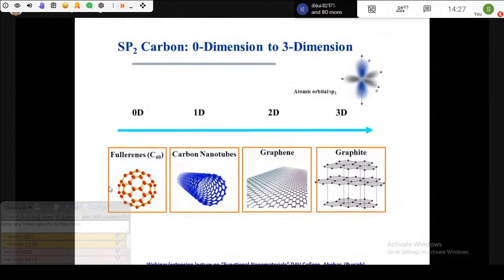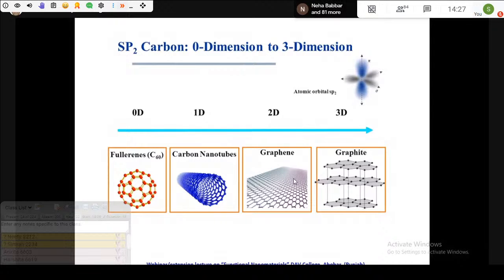If we think, do we know any 0, 1, 2 or 3 dimensional material? Yes, you are well aware of these things and it is in your course also. You have learned about the fullerenes, nanotubes, graphene, graphite. We are well aware of this. This is just an example to make you realize that you are well aware of these dimensional nanomaterials. Of course, you have not synthesized these things or handled these materials yourself, but you know very well.